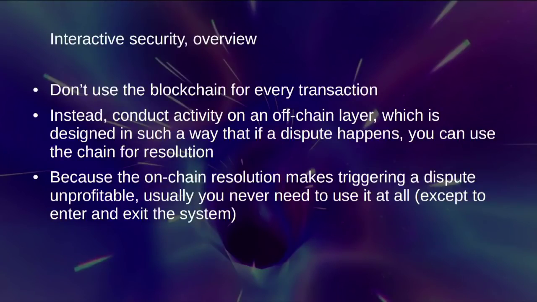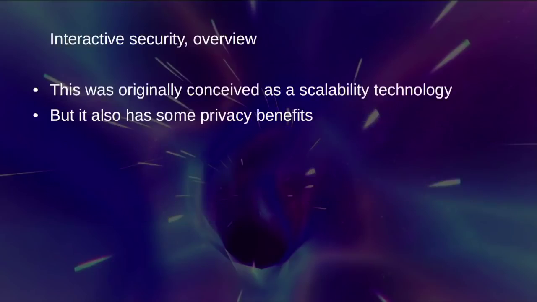The reason why courts provide security is not because they adjudicate every single transaction, but because, number one, they adjudicate the transactions that do end up going through them, and number two, the threat of a transaction going to court basically means that people have much less incentive to try to cheat in the normal case. So basically, because the on-chain resolution makes triggering a dispute expensive, usually you never need to use it at all, except you do need to use the chain to enter or exit a system.